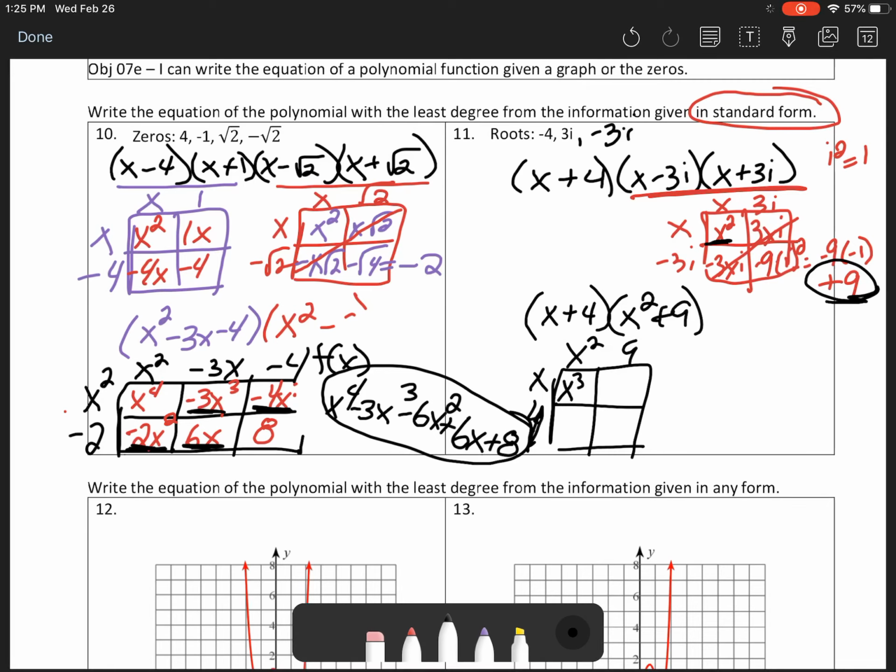So it's going to be x plus 4 times x squared plus 9. This is going to be x cubed, 9x, 4x squared, and 36. And all I have to do is write it out. So my function is equal to x cubed plus 4x squared plus 9x plus 36. All right, so that was that one.